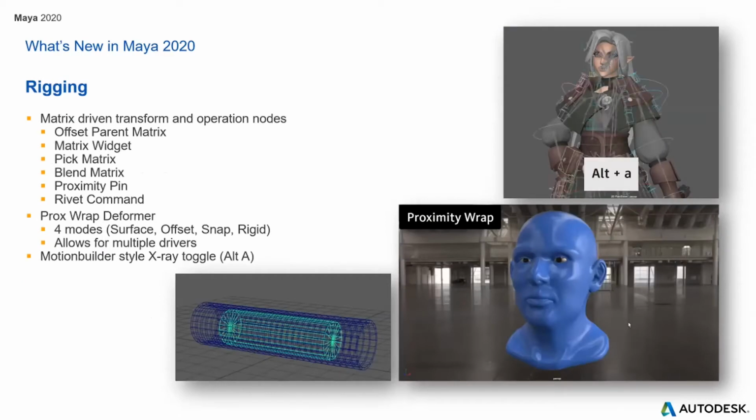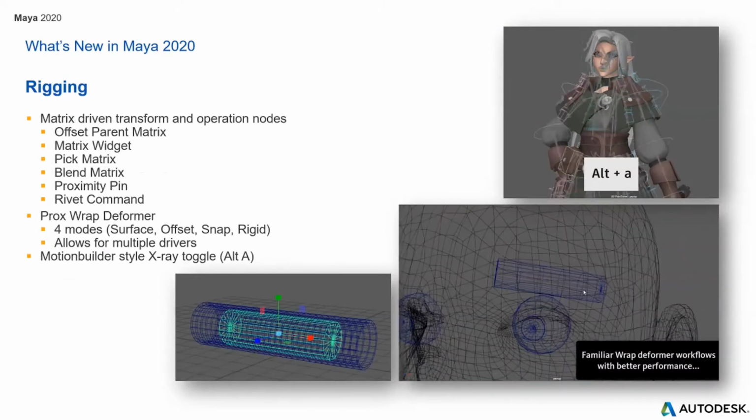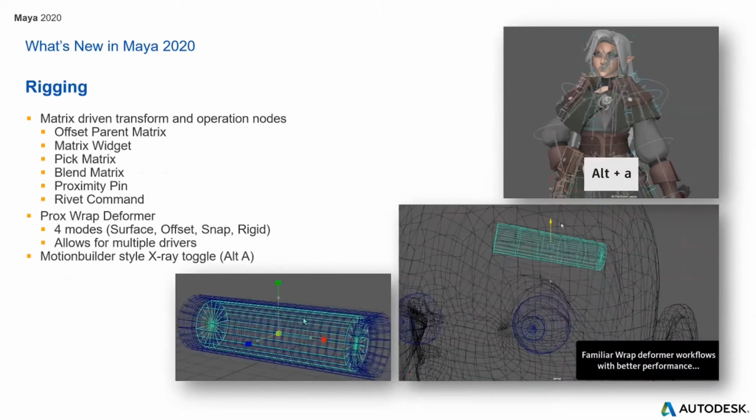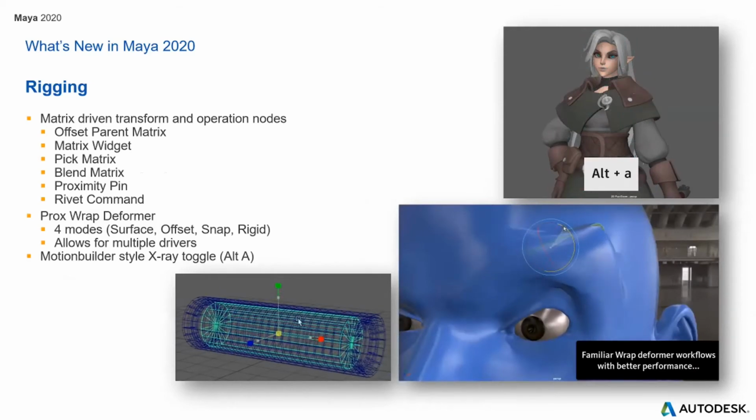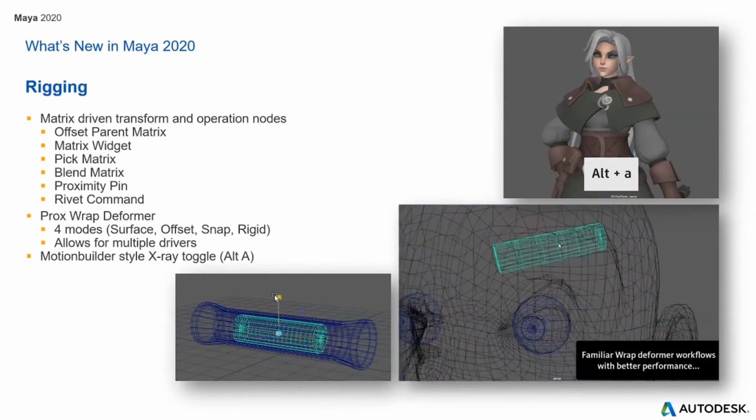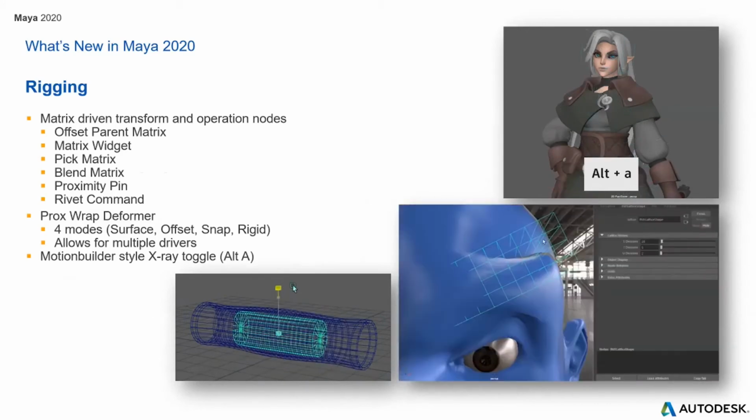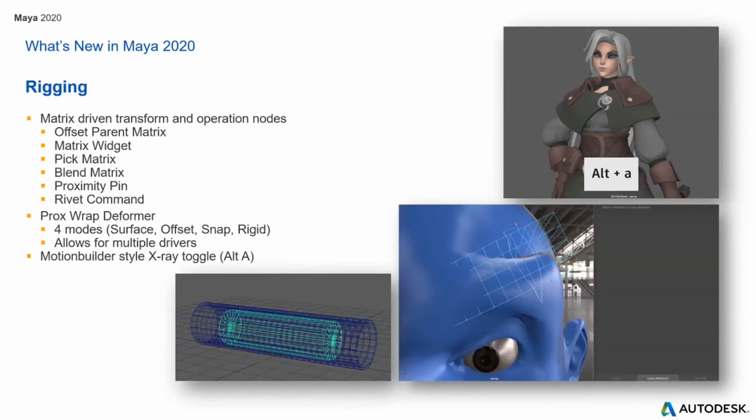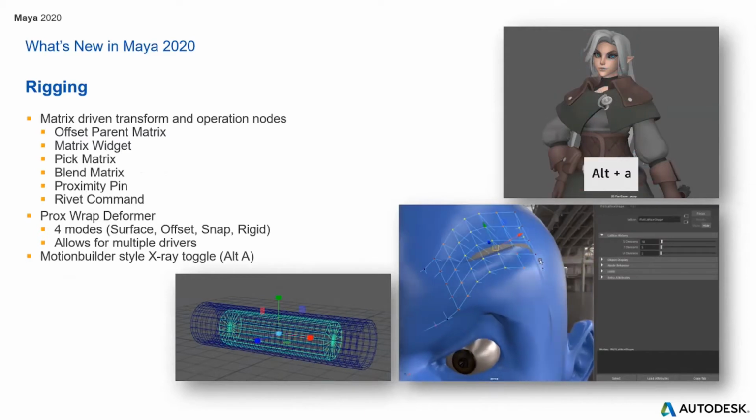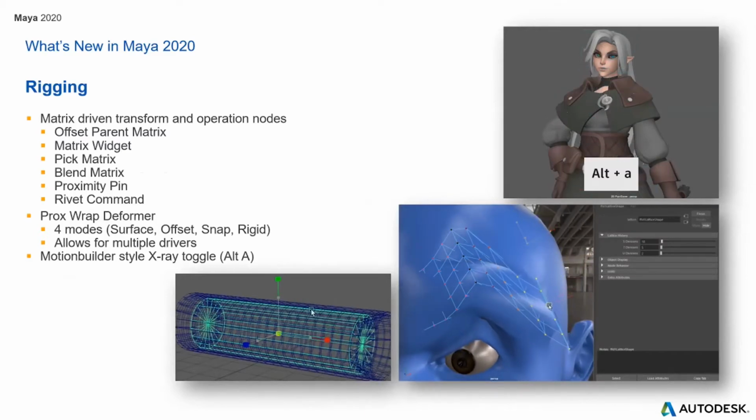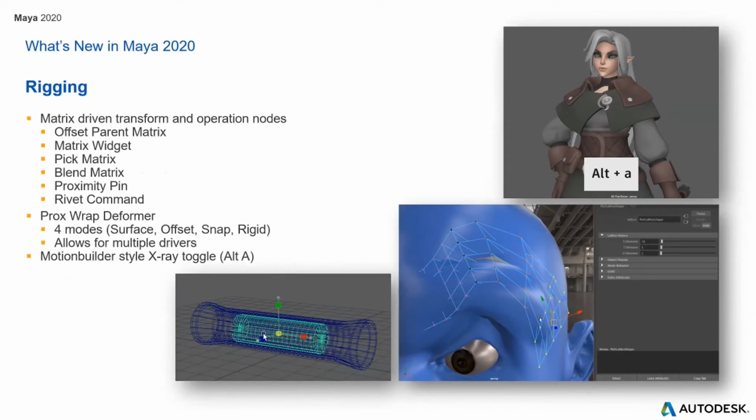In rigging, there are some improvements, basically deformer improvements that are very interesting. So the two lower videos that you see here are the proximity wrap deformer, and we also have some interesting constraints, new constraints.